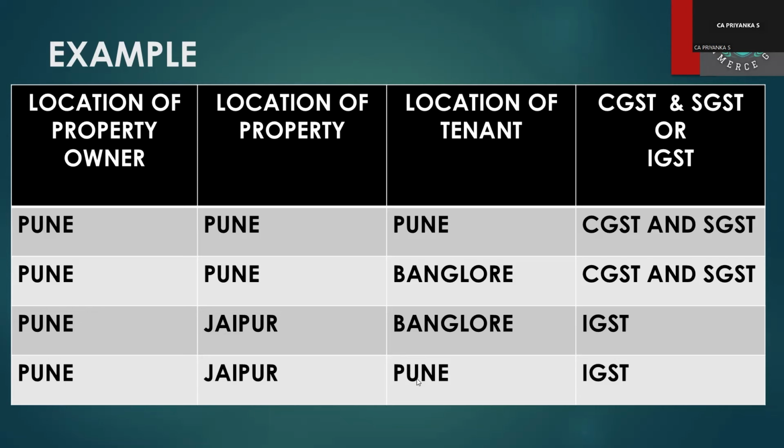And finally, the fourth example says Pune is the location of property owner, location of the property is Jaipur, location of tenant is Pune. In this case, the property location again matters. Even if both people, that is the owner and the tenant, are in Pune, it doesn't matter. Still, the property is located in Jaipur and so you will be charged IGST. Got it? So this is how you will be charging the IGST or the CGST, SGST depending on the location of the property.